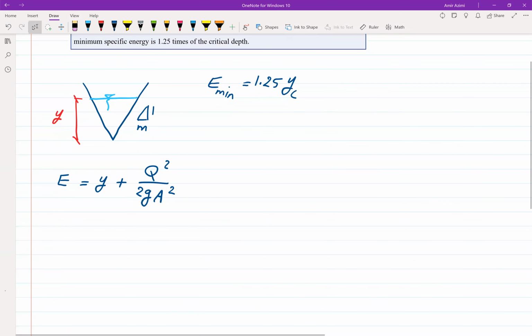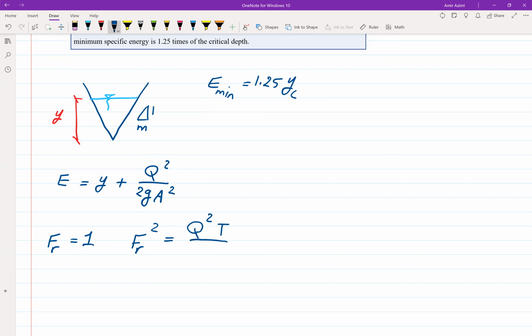We know that the energy equation E is equal to Y plus Q squared divided by 2G A squared. And in critical flow condition, we know that the Froude number is equal to 1. If you want to use the Froude number for any cross section, we need to use the general formula for Froude number, which is Froude square, don't forget the square value here, is equal to Q square T divided by G A to the power of 3. And in critical flow condition, this is equal to 1.